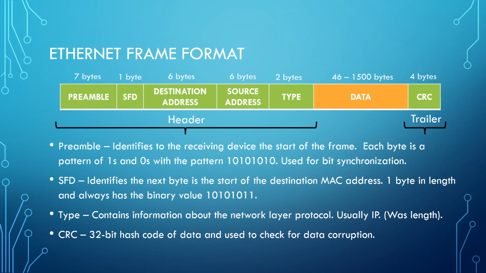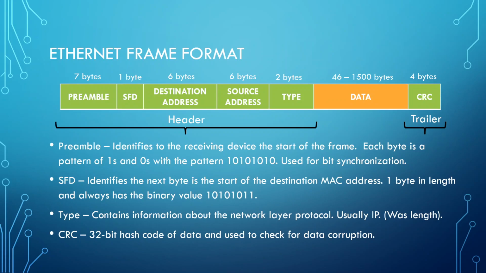Now the preamble is made up of 7 bytes, so it's 8 bits for each byte. Essentially each byte is a pattern of ones and zeros, so 10101010, and it's used for bit synchronization. So it's used so that both sides can synchronize themselves, and so that the receiving device is ready to receive this data. It knows, okay, I'm about to receive an Ethernet frame, I better get my act together.